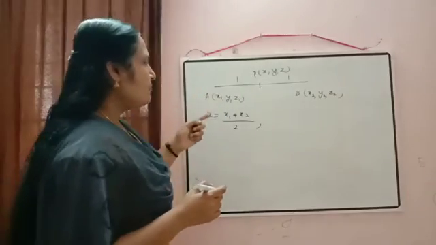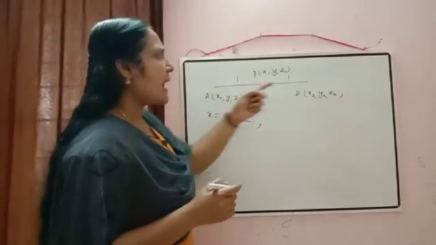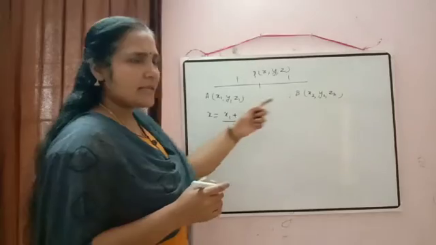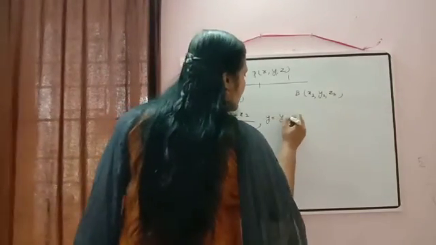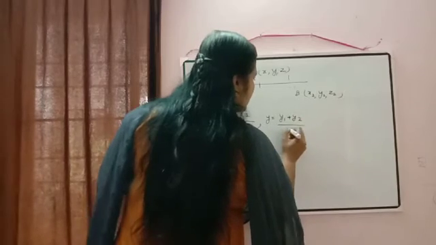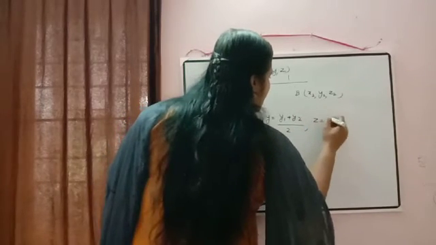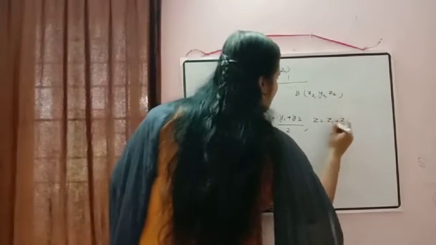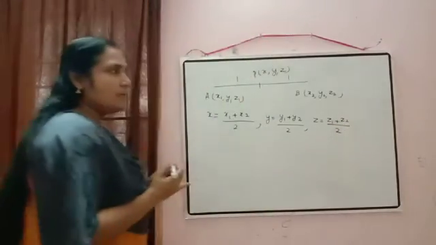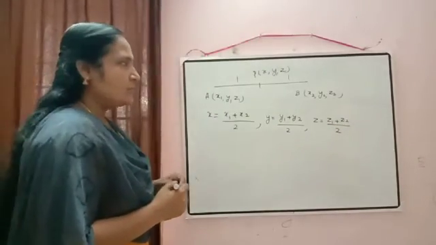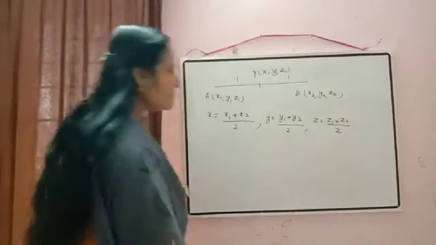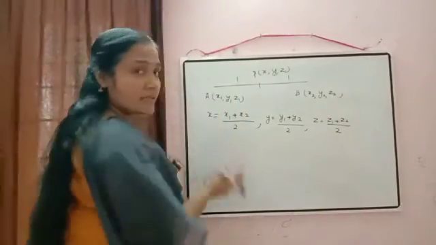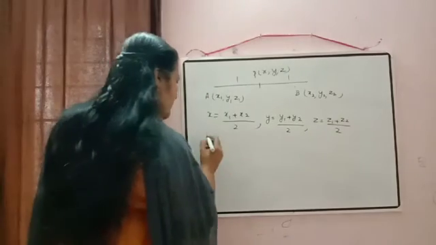The x coordinate of P you can obtain by just adding the x coordinates of both and dividing by 2. Similarly, the y coordinate will be equal to y1 plus y2 divided by 2. The z coordinate will be equal to z1 plus z2 divided by 2. So I think this one is clear. Okay. Now one more concept is there. That also we can write, and after that we can solve the questions.